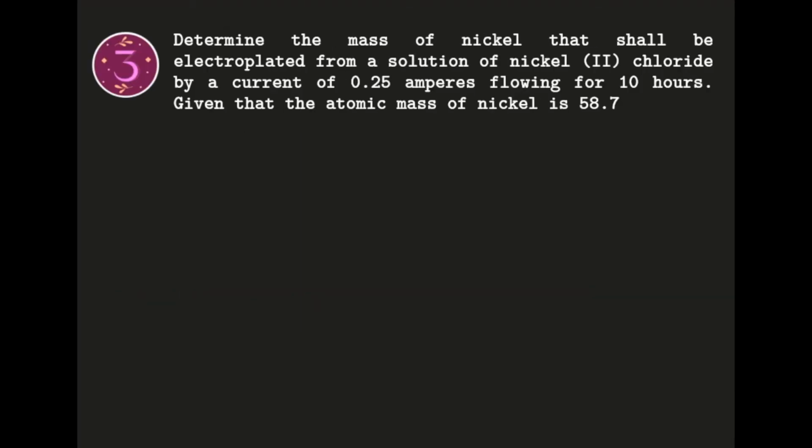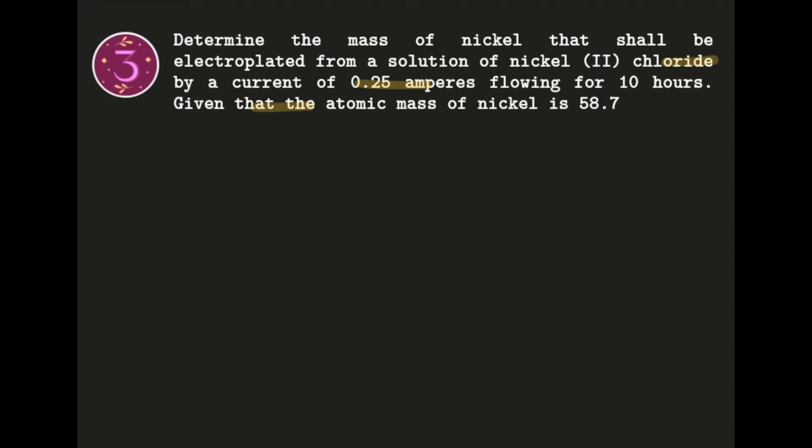Moving on to question number 3. Determine the mass of nickel that shall be electroplated from a solution of nickel 2 chloride by a current of 0.25 amperes flowing for 10 hours, given that the atomic mass of nickel is 58.7. Let's look at the information given to you. The current is 0.25 and is flowing for 10 hours, given that the atomic mass is 58.7.